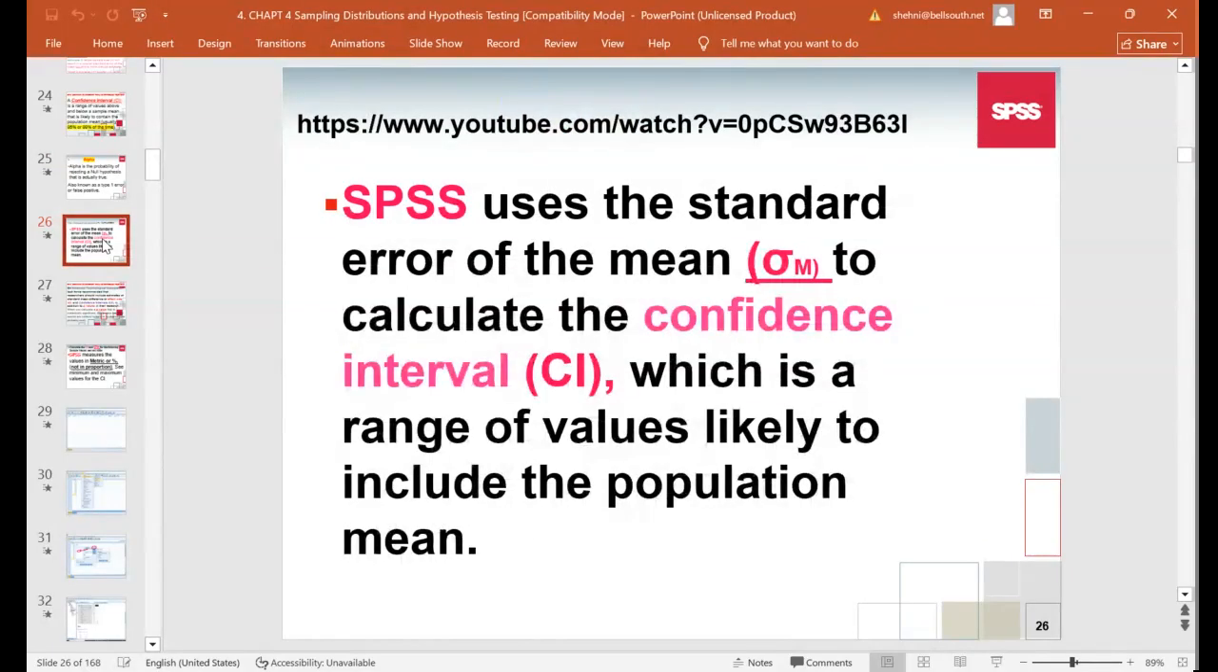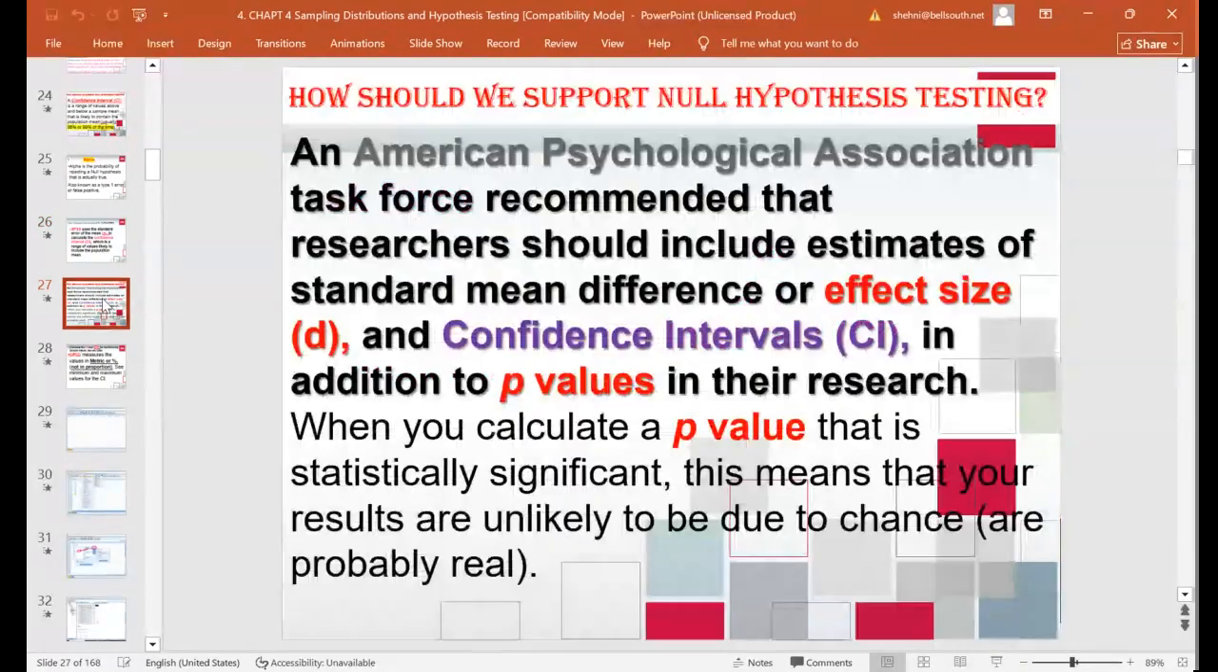And there's a link that you can calculate the standard error. And we're going to use SPSS momentarily to calculate that. And then we have effect size.